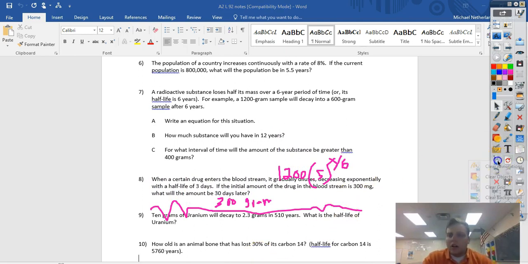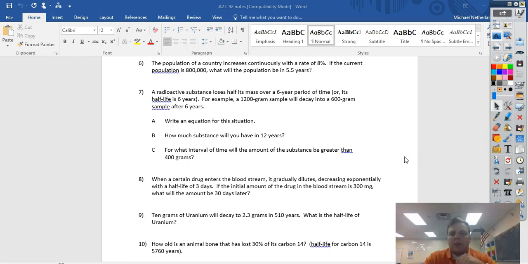When a certain drug enters the bloodstream, it gradually dilutes, decreasing exponentially. Okay? With a half-life of 3 days. Okay, so it has a half-life, guys. If the initial amount of drug in the bloodstream is 300 milligrams, what will be the amount 30 days later? So first, I need to create my formula. So what is my half-life formula? Well, you take your starting amount, the initial amount, which was 300, you say times 0.5, raised to the t, the number of years.